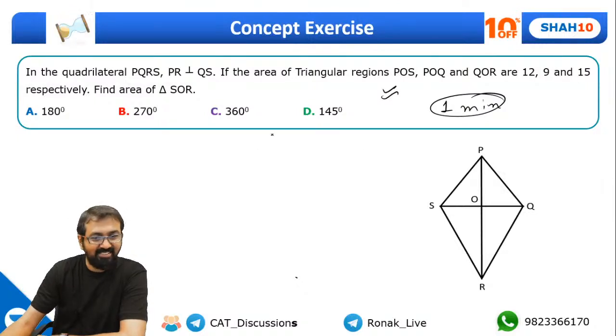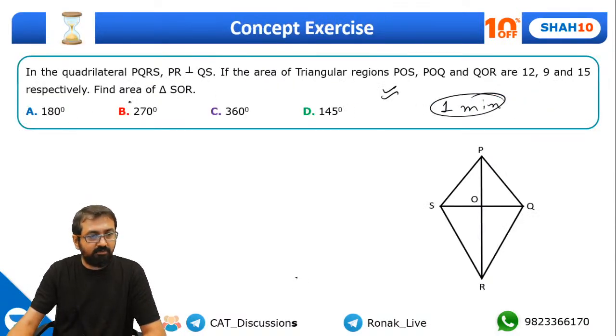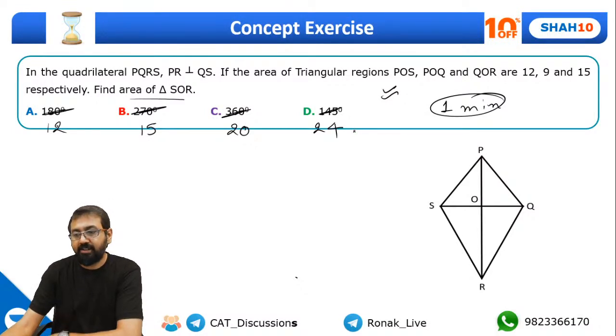20. Yes guys, that's correct. See, we need to find out the area. These options are wrong. It should be 12, 15, 20, 24.